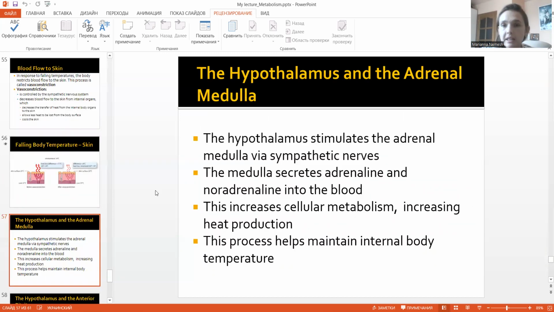The hypothalamus and adrenal medulla. The hypothalamus will stimulate the adrenal medulla by the sympathetic nervous system. The adrenal medulla will secrete adrenaline and noradrenaline into the blood. These two hormones have a catabolic action on carbohydrates, first of all. Due to the catabolism of glycogen, we are going to receive the energy ATP, which is further used for heat production. They will increase cellular metabolism and heat production. This process will help to maintain the body temperature.